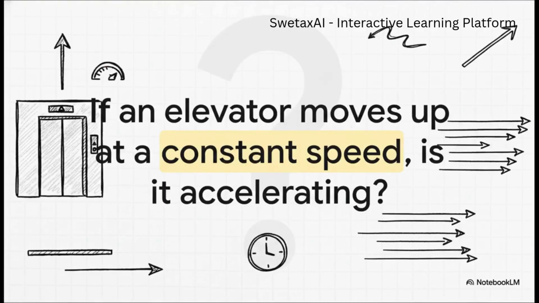So, I'm going to leave you with a little brain teaser to see if this all clicked. Imagine you're in an elevator, and it's moving upwards at a perfectly constant speed, let's say 5 miles per hour. The needle isn't moving. So my question is, is it accelerating? Really think about the definition we just covered. The answer to that question tells you everything you need to know about the language of motion.